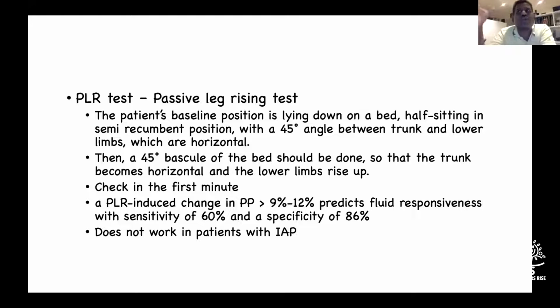You have to hold it up for 10 to 15 seconds. An increase of up to 10% in pulse pressure will predict a lot of the blood volume. The blood from the legs will move into the heart, so you don't have to give fluids. It will show an increase in the pulse pressure, which indicates that the patient may respond to fluids.